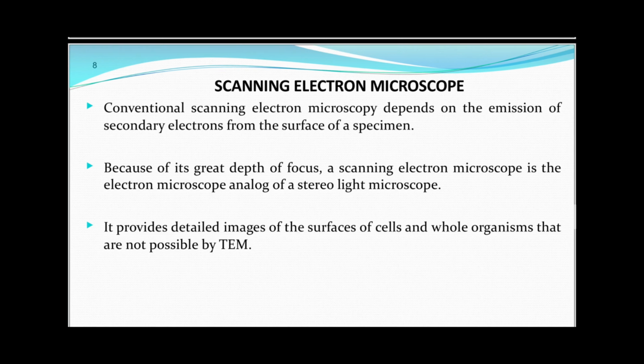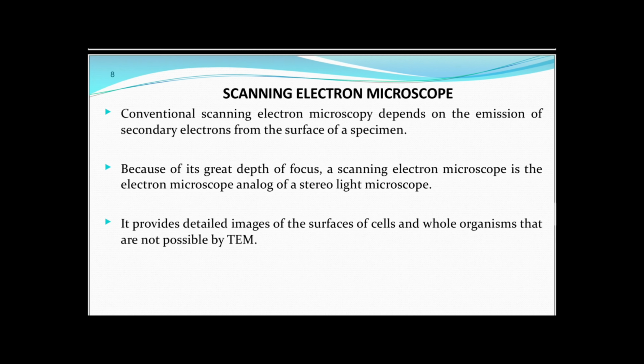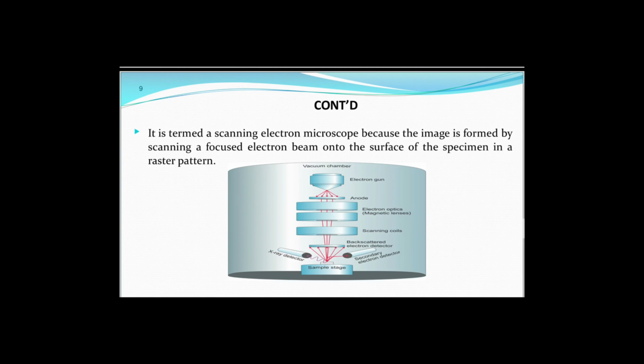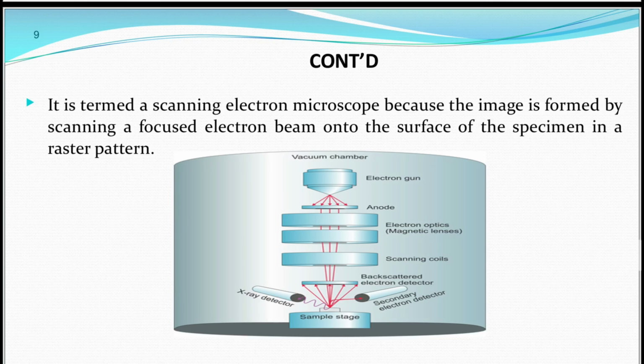It is termed the scanning electron microscope because the image is formed by scanning a focused electron beam onto the surface of the specimen in a raster pattern.